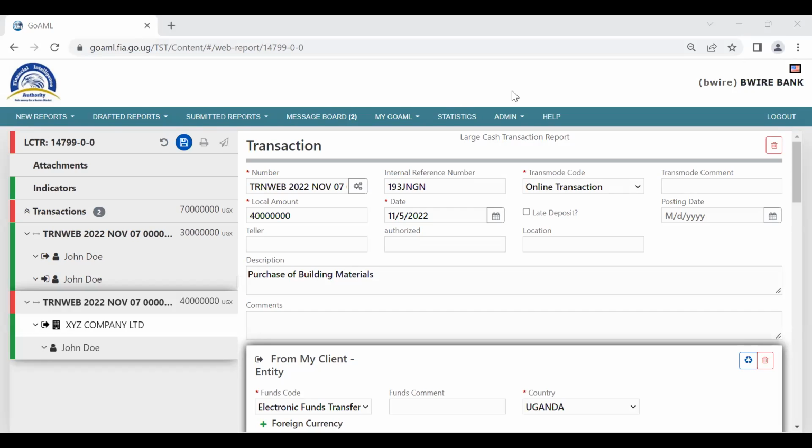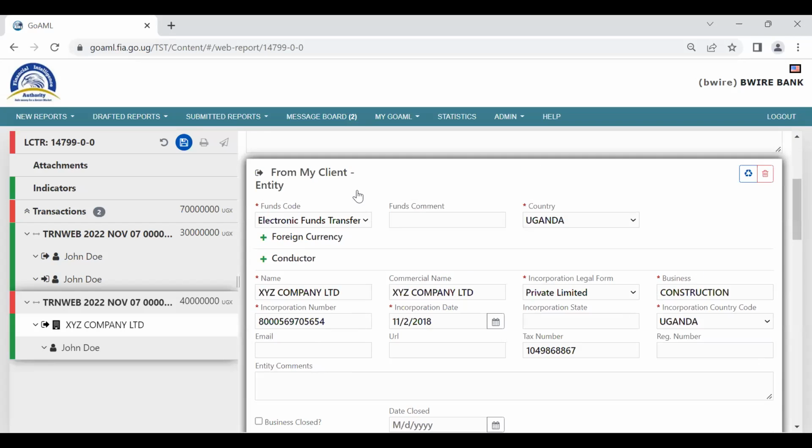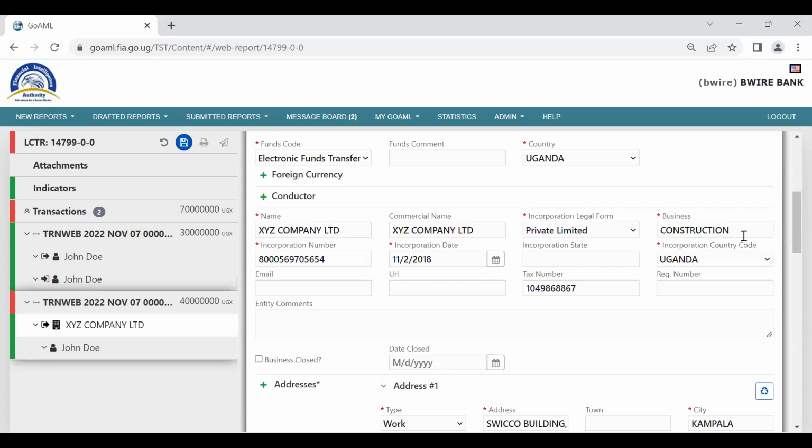So for this transaction, like I said, we captured the number, the reference, the mode, the amount involved, the date it happened, and the description. Now for this remittance, there's a company that is our customer that is purchasing building materials from China. So we are sending money to China, and the sender is a company. We captured the company details and the business they are in. The tax number is not required, but if you have it, provide it.